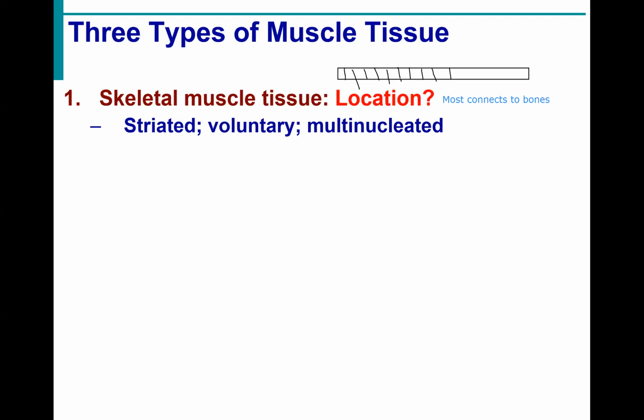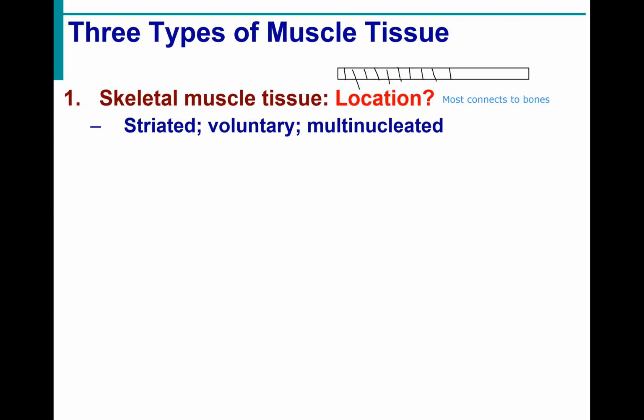The second important characteristic is that it is voluntary. What that means is that we consciously control it. As you look down at your hand, if you want to flex your fingers into a fist, you have to make the decision to do that. And then you can do that, and you can relax it, and you can do it 3 quick times in a row, or not do it at all, or whatever it is, you have that conscious control.